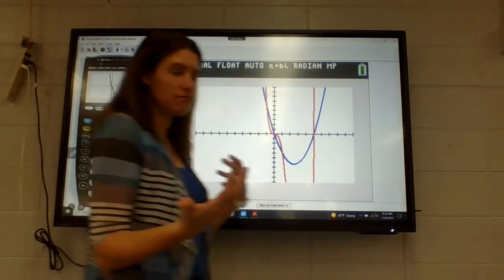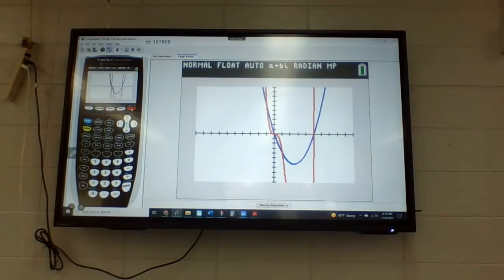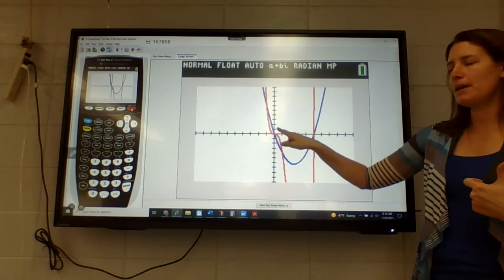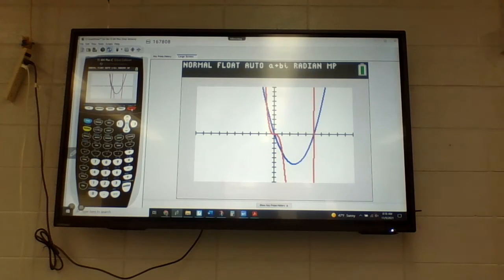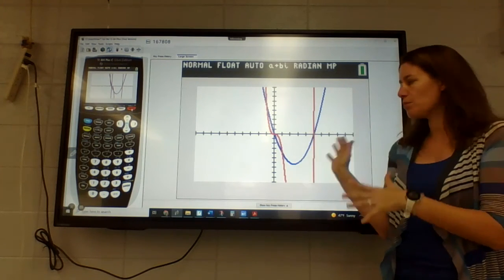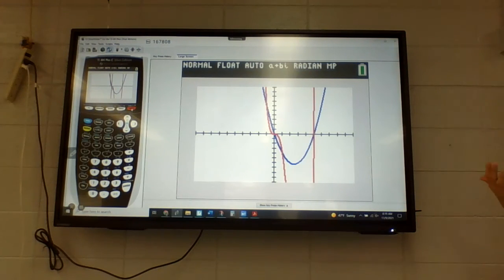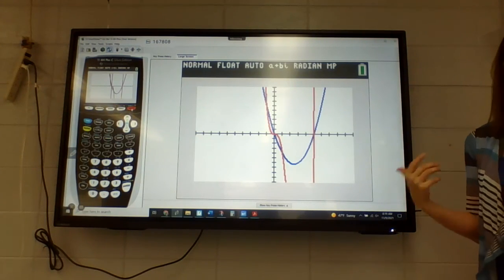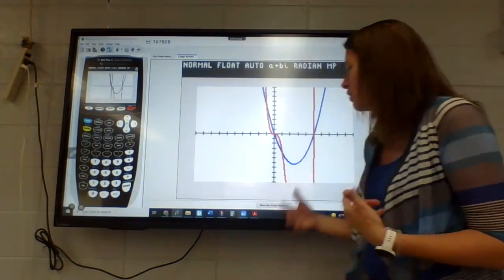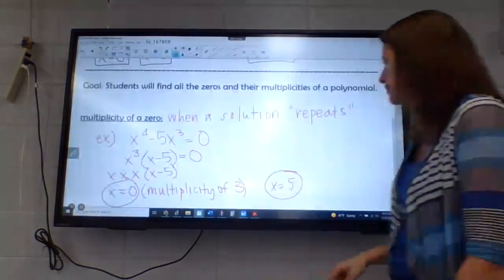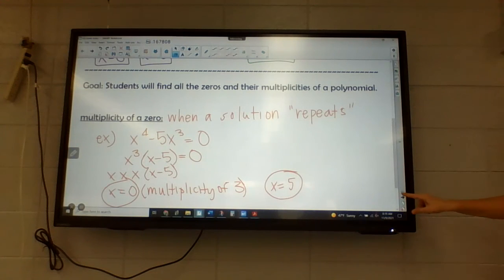Obviously they're not super different because they have things in common, but the fact that 0 repeats, it's like there's more going on there than just there being a 0 and a 5 as our solutions. So we get a different shape to our graph. Obviously the minimum is going to be a lot further down. So it is important to understand that having two of the same answers, that multiplicity, does change these graphs quite a bit. So that's what we're talking about today in terms of finding our solutions, but also finding that multiplicity.